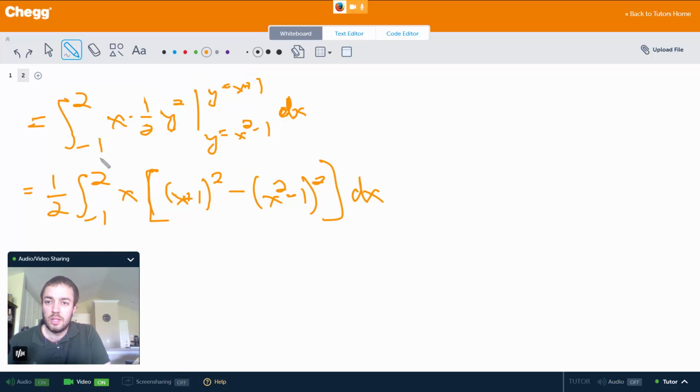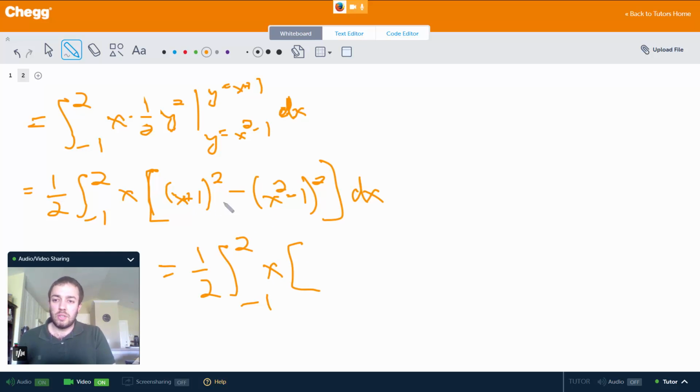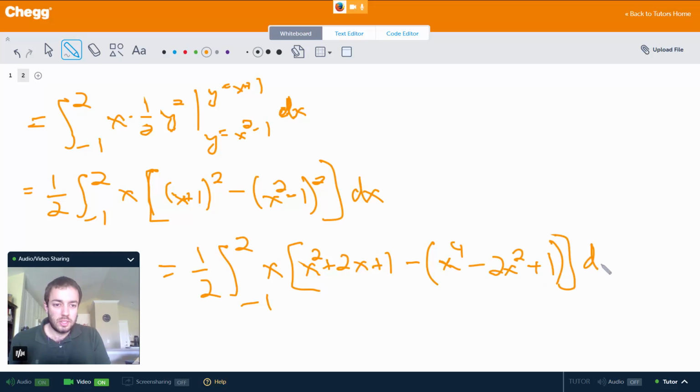Okay, so just evaluating integrals as usual, and then we have equals 1/2 times the integral from -1 to 2 of x times what's happening in here. Well, x plus 1 quantity squared, that's x squared plus 2x plus 1, and then here we have minus, that's going to be x to the 4th minus 2x squared plus 1, and then we still have dx out there. So then this is going to be 1/2 times the integral from -1 to 2 of, let's go ahead and simplify this all at once.